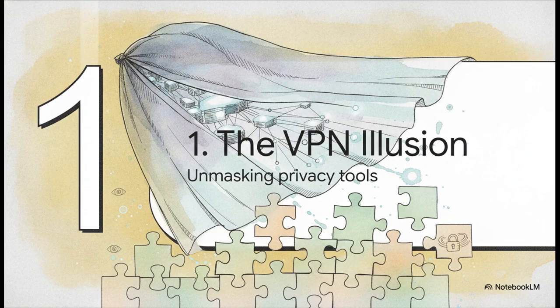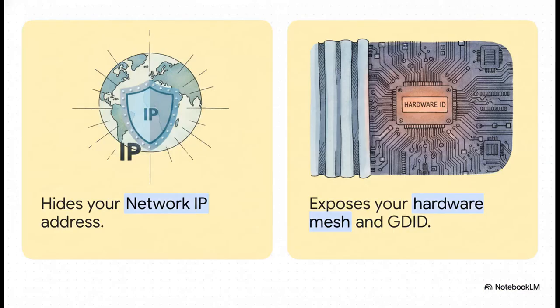Section 1. The VPN illusion. Unmasking basic privacy tools. Millions of people rely on VPNs every single day, believing it's this ultimate cloak of anonymity. But here's the thing. A VPN is incredibly good at doing exactly one thing: hiding your current network IP address. It just swaps your location for a proxy server's location. But what a VPN completely fails to hide is your device's underlying hardware mesh and its global device identifier, or GDID.